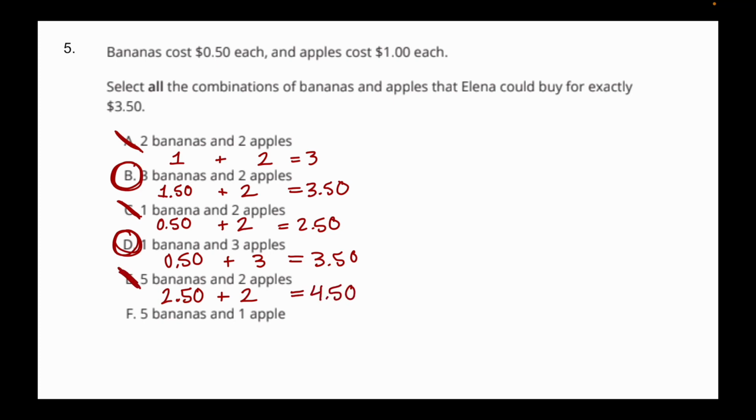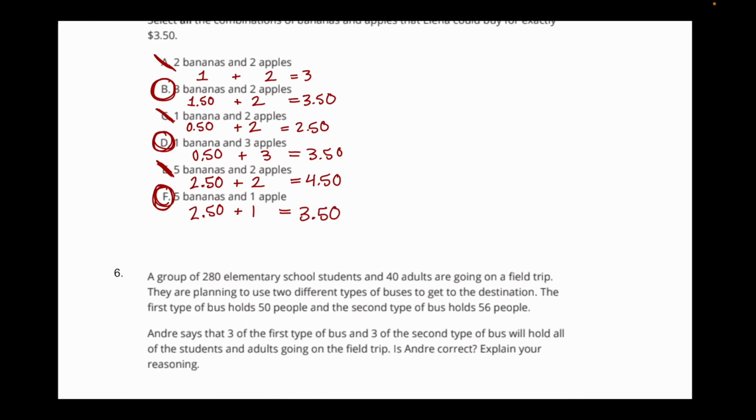But F works, because 5 bananas we know was $2.50, because we just found that one out, and 1 apple is $1. That makes our $3.50. So this one works as well. So for this question, it's B, D, and F.